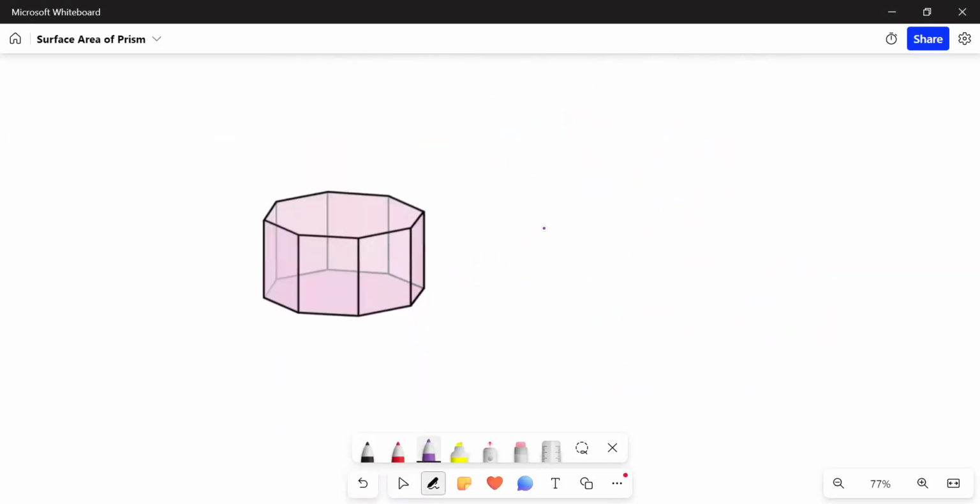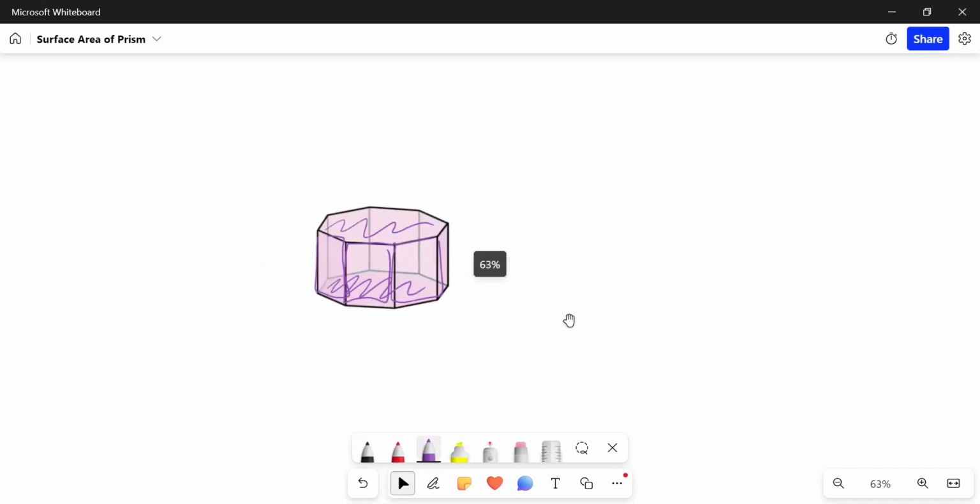I'm not going to draw the net, but notice that the bases are octagons. This is an octagonal prism. So again, it would be 2 octagons, and this time it would be 8 of these congruent rectangles if this were a regular octagon.